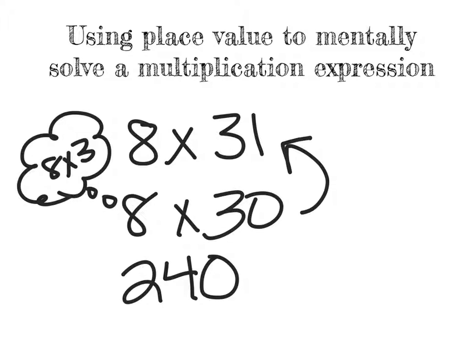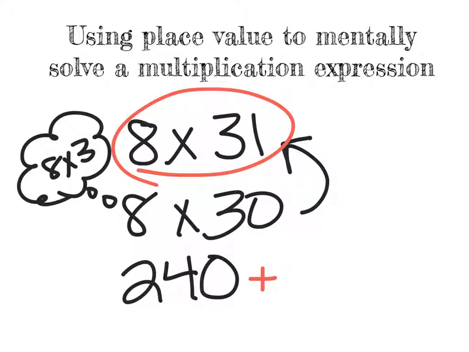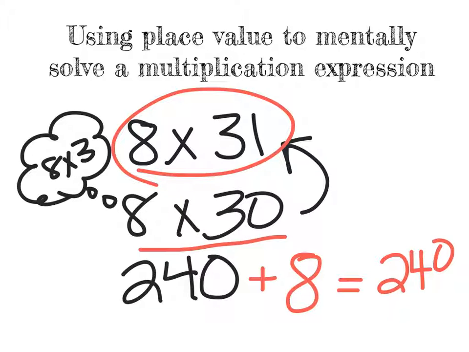Now wait a minute. Our original problem was actually, what is 8 times 31? So if 8 times 30 is 240, what do we need to add to 240 in order to actually answer our correct problem? Well, think back to when we talked about 8 groups of 31. At this point, we only have 8 groups of 30. So how many more do we have to add? We have to add one more group of 8. So our actual answer is 240 plus one more group, which is 248.